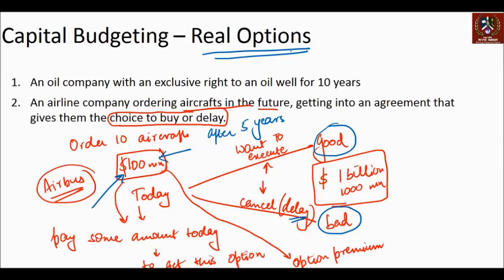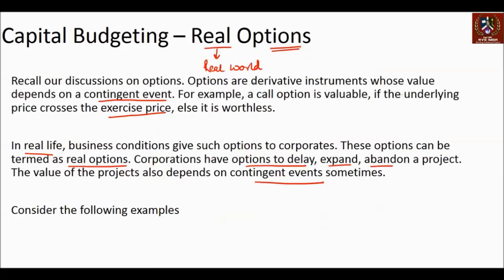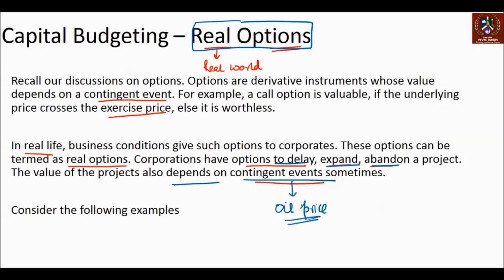What is important, however, is to understand that in the real world, you have options available with the firm to delay, expand, or abandon any project, or something that depends on contingent events like what will be the oil price at any given point of time in the next 10 years. These are the various kinds of tools and options available with us where we can analyze what's going to happen with a particular project, what's going to happen with a project outlay, and that's what capital budgeting is all about.